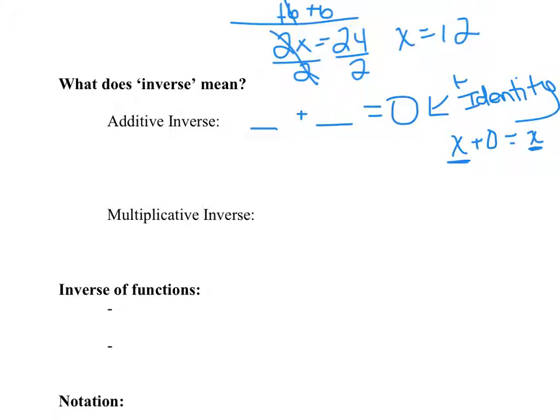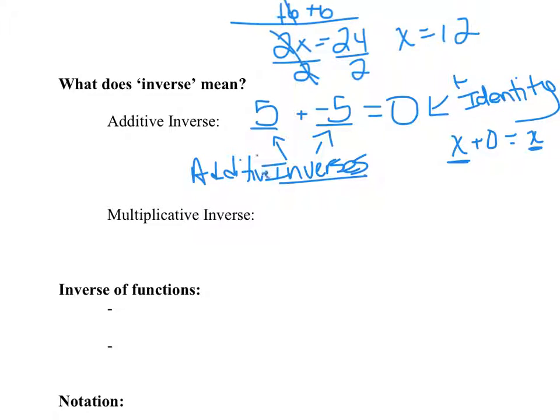So inverse means, say I take 5. What can I add to 5 to get the identity, or 0? Well, hopefully it's pretty obvious to you. It's -5. So these two are inverses of each other. So 5 and -5 are additive inverses of each other.